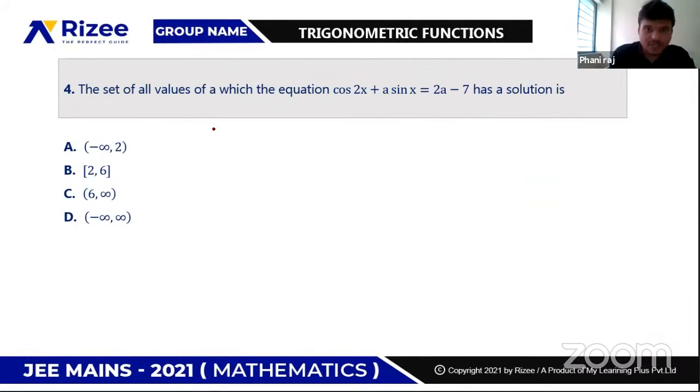So next is the fourth question. So I already told you, right? Whenever you have a formula in a single variable, convert it using the double angle formula and triple angle, fourth angle, whichever angle you want.